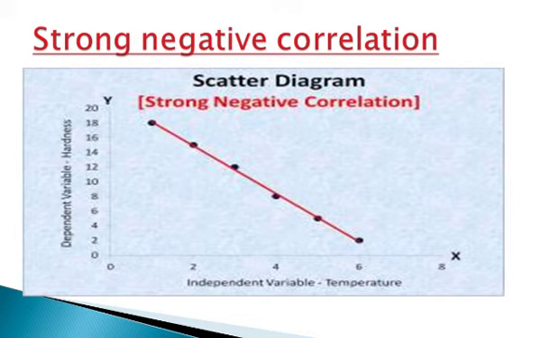Strong negative correlation. Negative correlation means the plotted points are distributed from upper left to the lower right. The points lie close to the line of best fit. As the values of x increase, the values of y decrease.